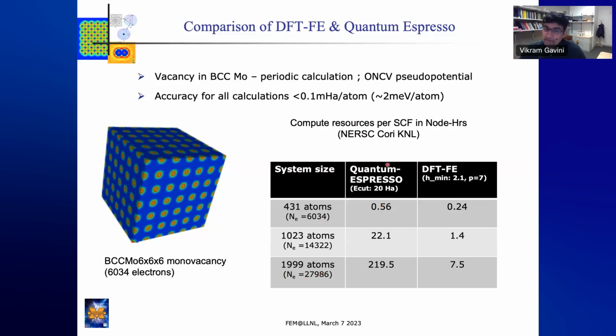So these are the number of node hours one would need for a single SCF iteration on Cori KNL. And as you can see, once we start going to larger system sizes, we see almost 10 to 20-fold advantage over Quantum Espresso. And one thing I want to emphasize is that this is a periodic calculation where the plane wave basis is the most efficient.